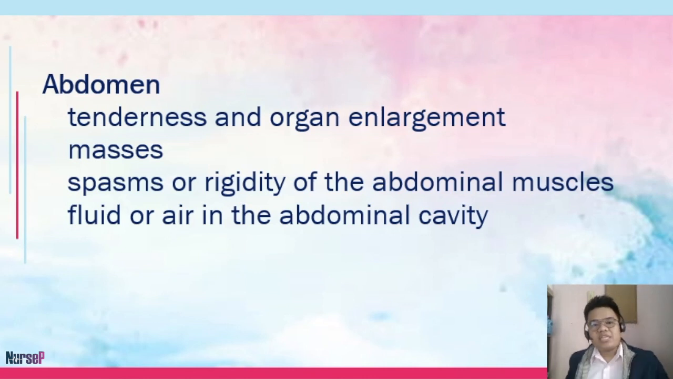Abdomen. We check the abdomen for tenderness and organ enlargement. However, remember during the assessment, we do inspection first, leading to auscultation, prior to palpation and percussion. So remember, tenderness is assessed through palpation, and palpation is supposed to be done last when we are talking about abdominal irritation. Then we also check for masses, spasms, or rigidity of the abdominal muscles, and the presence of fluid or air in the abdominal cavity.